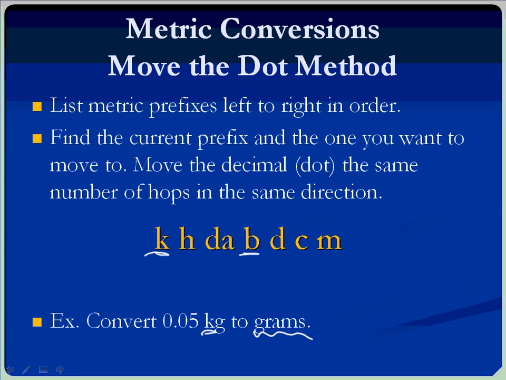So if I'm going to convert 0.05 kilograms to grams, I'm going from kilo over to the basic unit, which is 3 hops to the right. So now I'm going to move the dot 3 hops, 1, 2, 3, to the right. I need to put a 0 in this extra space there. So the actual number is 50 grams. Let's review. I just converted 0.05 kilograms to grams. It ends up 0.05 kilograms is 50 grams. So it's pretty easy to convert these things if you just move the dot.